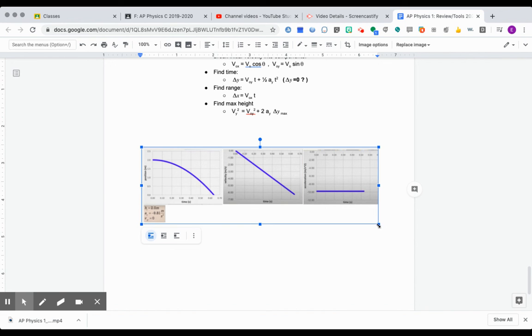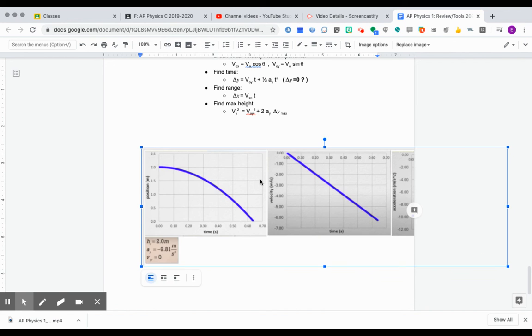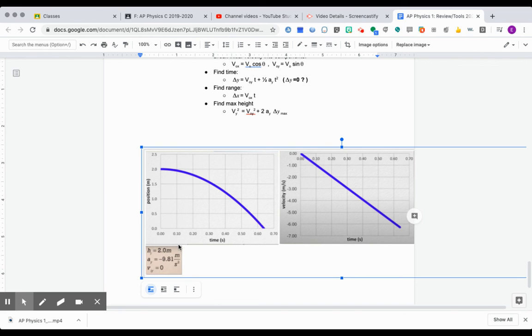So if we consider here, it's a little bit blurrier than I'd like, so I'm going to make it a little bit larger, and then I'll shrink it so it fits back on your document. We consider dropping an object from a height of 2 meters above the ground. We know that the acceleration will be a constant value of 9.8. If it's dropped, that means that the initial velocity is 0.